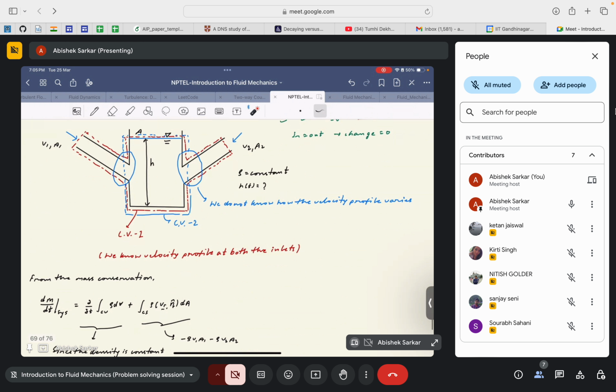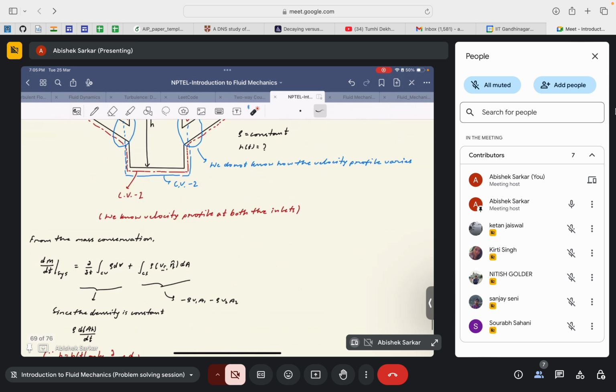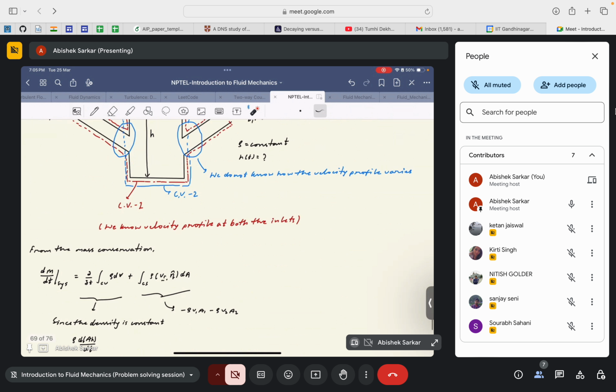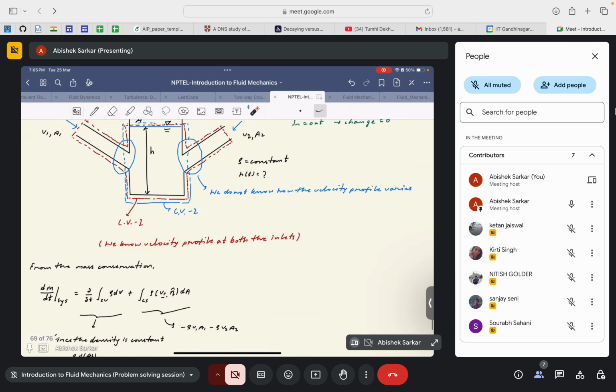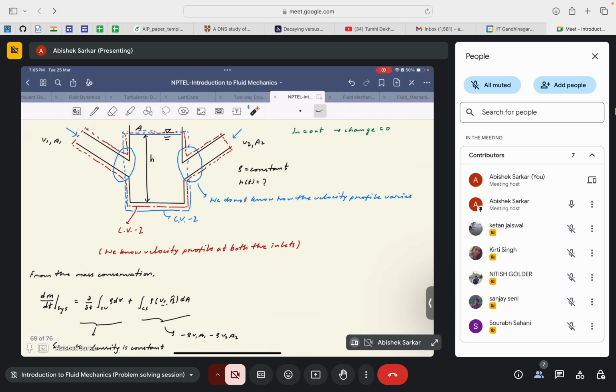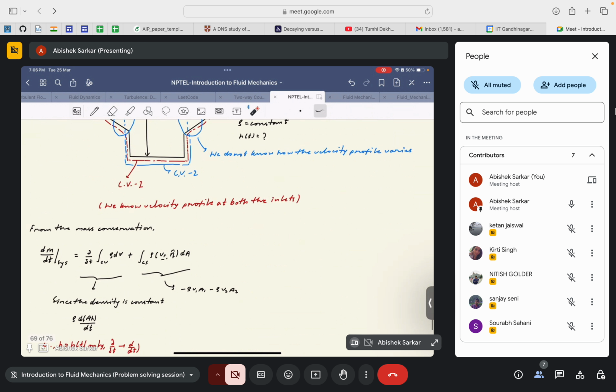Now let us apply the mass conservation. The first term will now not be equal to 0. Why? Because the control volume will keep on changing, since the height of the liquid is changing with time. But since density is constant, we can take out the density from the volume integral and even the time derivative. So we can write rho times d(Ah)/dt, where Ah represents the instantaneous volume of the fluid inside the container.